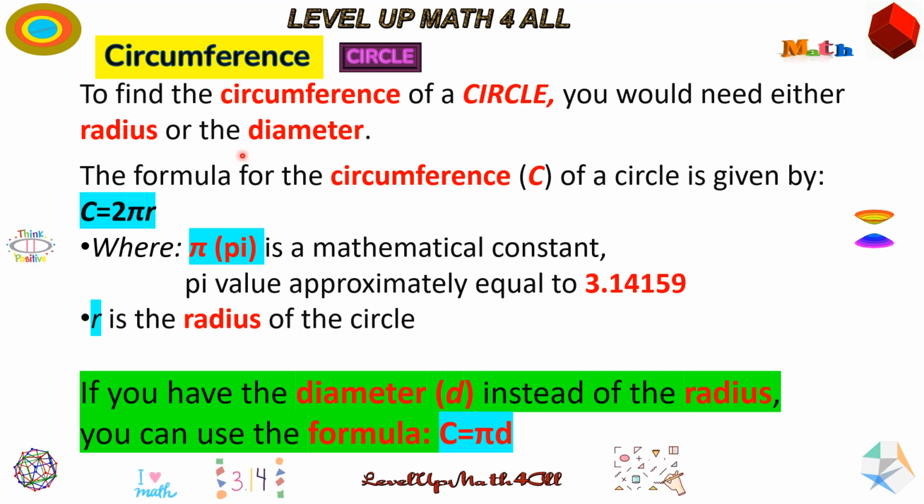So as I mentioned, we have to have either the radius or the diameter. If it is a radius, circumference C is equal to 2 pi r. That is the formula. But in a given scenario, if the diameter, represented as d, is given instead of the radius, you have to use the formula C equals pi d. As I mentioned, pi is a mathematical constant. The value of pi is 3.14159. You must remember the pi value.